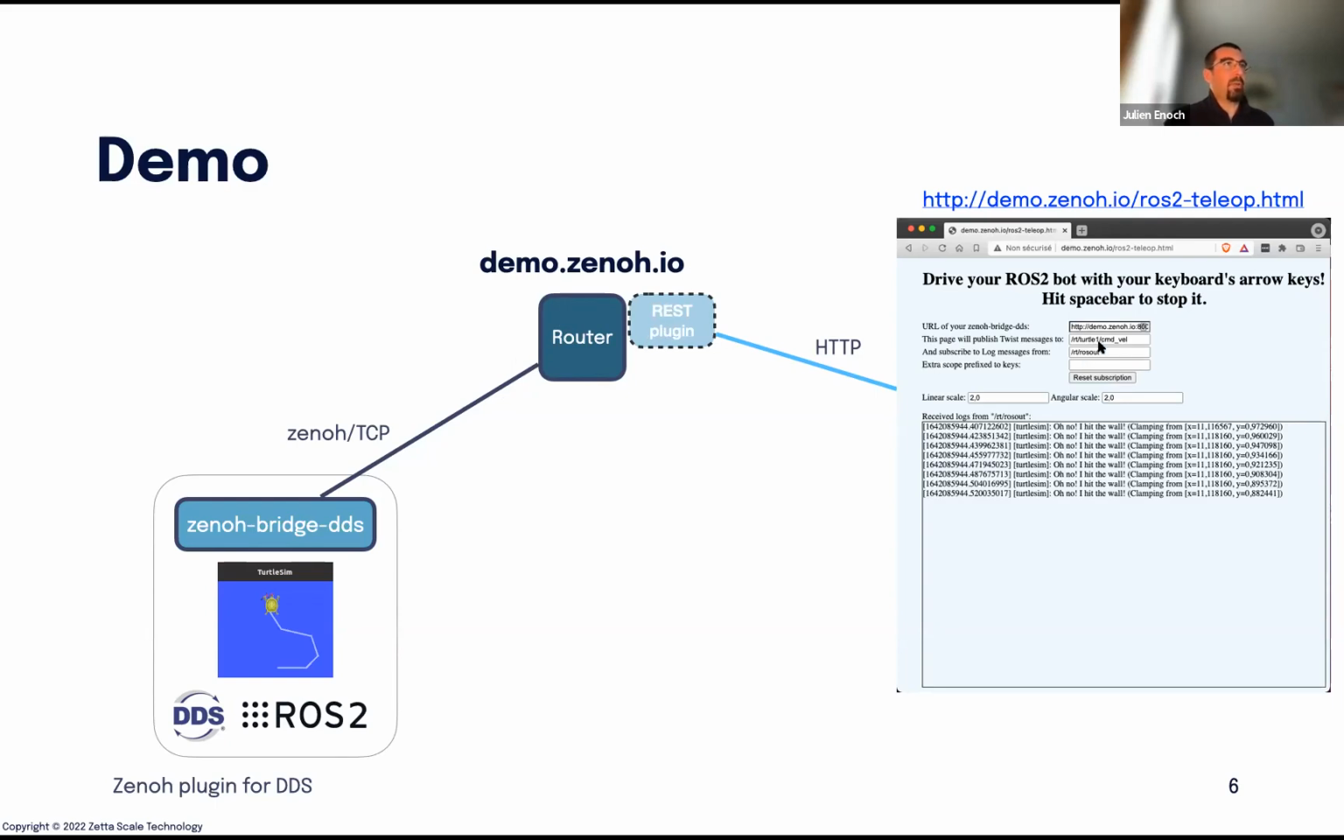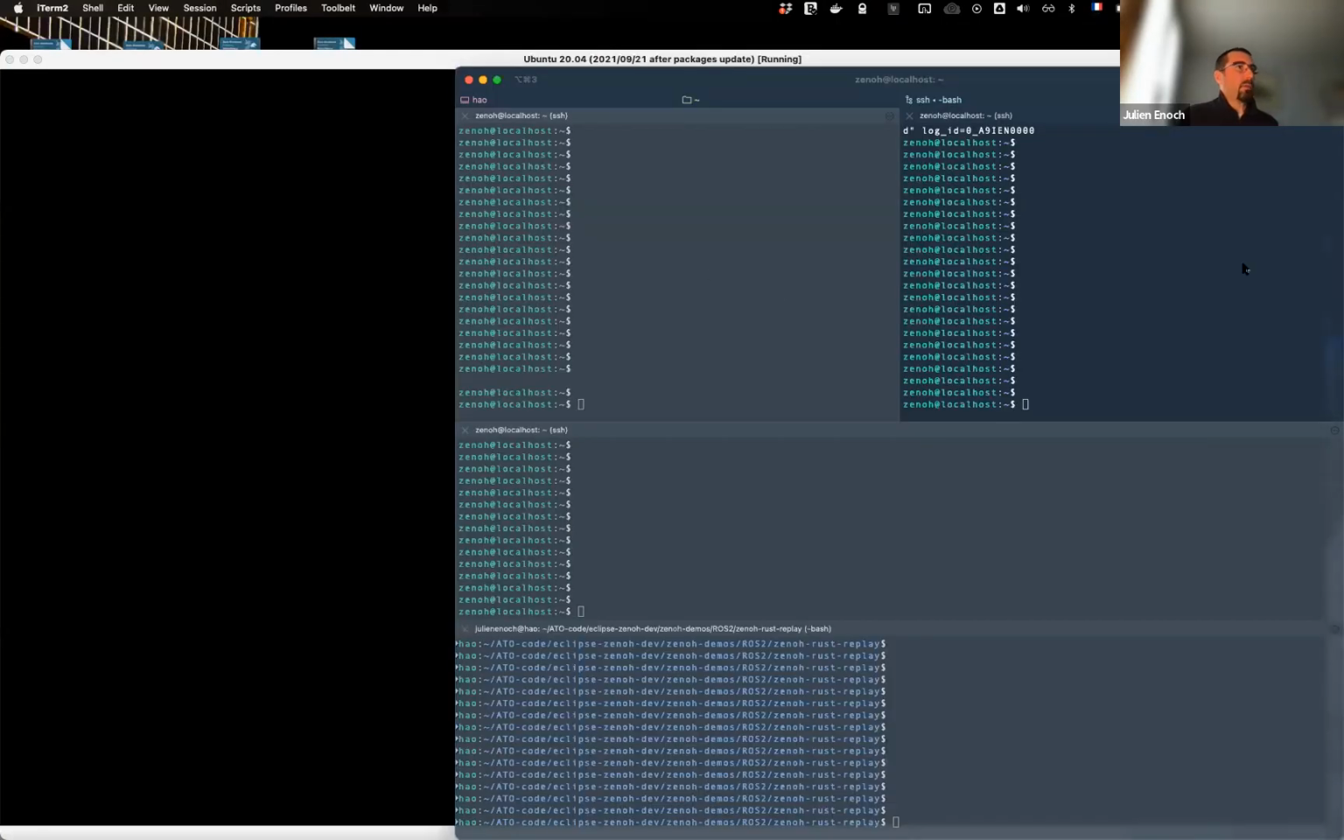From this REST plugin, I will be able, from a single web page, to publish some twist messages over HTTP that will be routed as Zenoh messages to the bridge, which will translate those messages as DDS publications received by the robot to move the robot. In the same way, the browser is also subscribing to Zenoh using the HTTP server-sent event mechanism. It will subscribe to all the publications made by the robot on /robots, meaning the logs coming from the robot. So let's have a look at this.